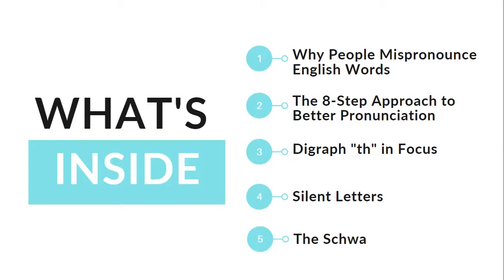The number 4, we look at silent letters. Well, as the name implies, silent letters are silent letters. All right, I wouldn't give you such a definition in any way. When we get to that part, you get to know what silent letters are, right? Then finally, we have the schwa sound.